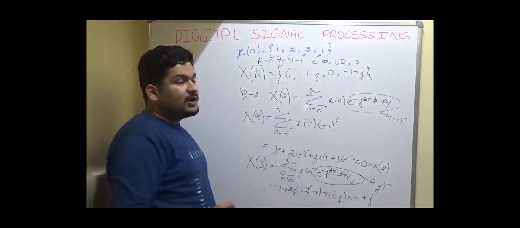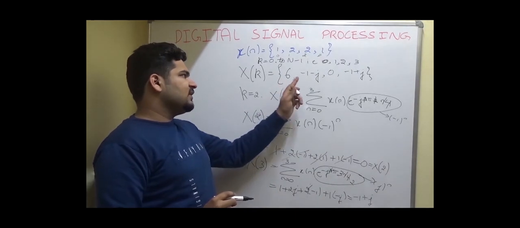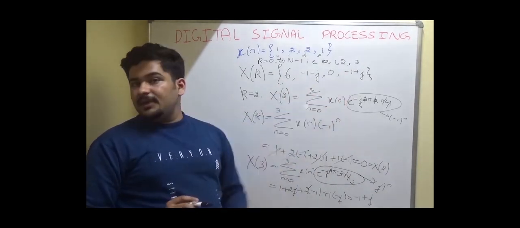So this is how you find the DFT of a simple sequence 1 2 2 1, and the DFT happens to be 6, minus 1 minus j, 0, minus 1 plus j.